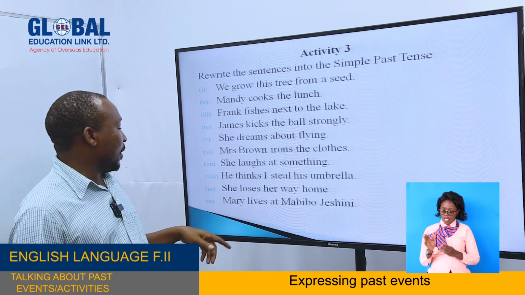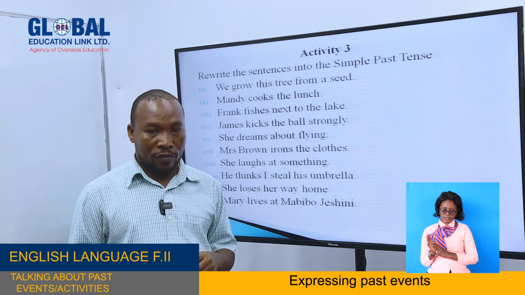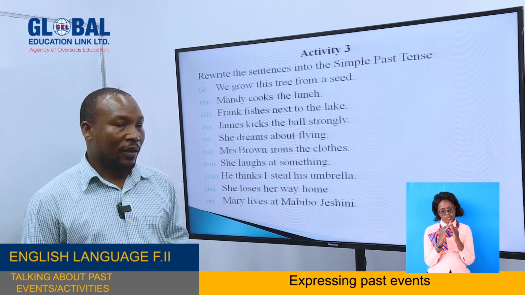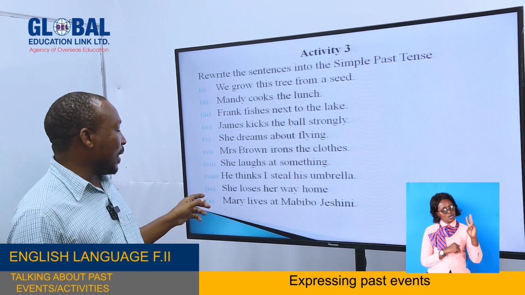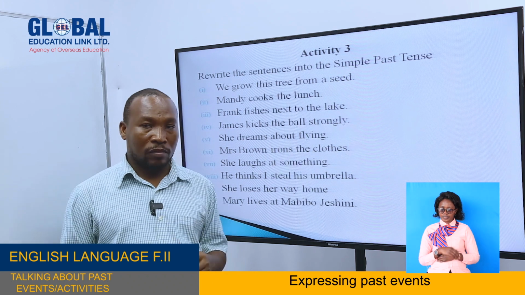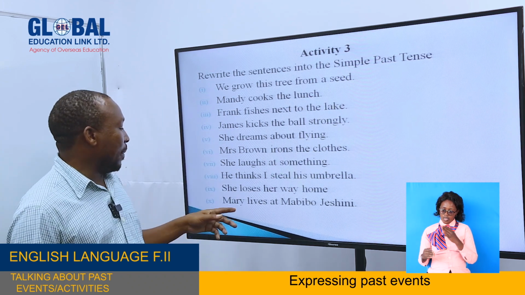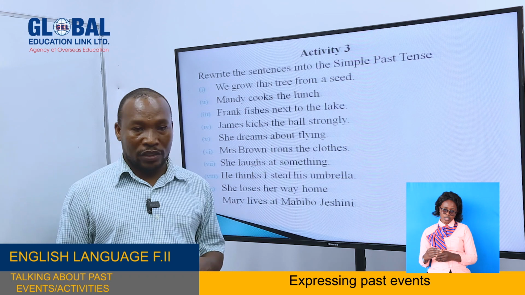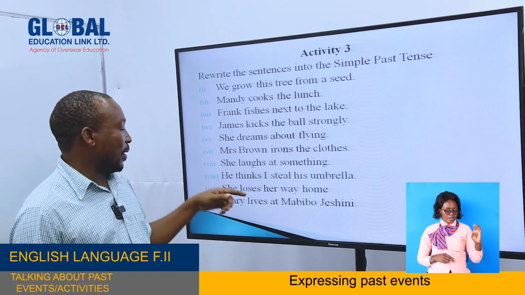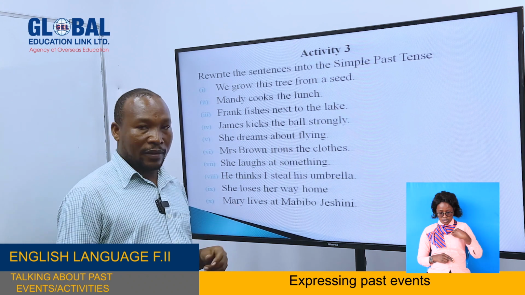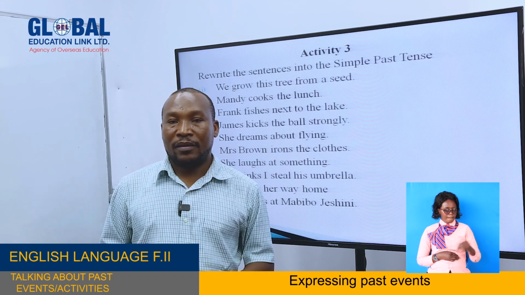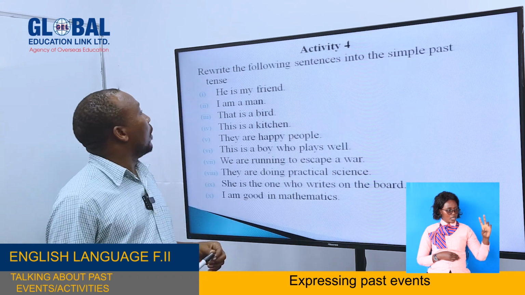Roman 9, she loses her way home. This also is an irregular verb. It will read now, she lost her way home. And lastly, Mary lives at Mabibo Jeshin. This is a regular verb, and we add only D because of the silent E. It will be, Mary lived at Mabibo Jeshin.